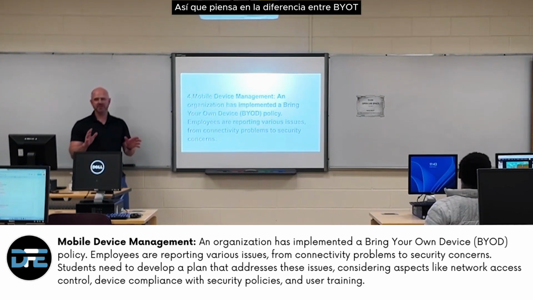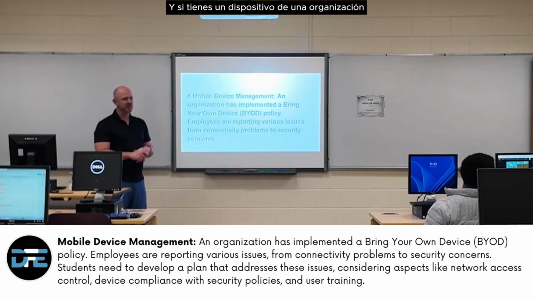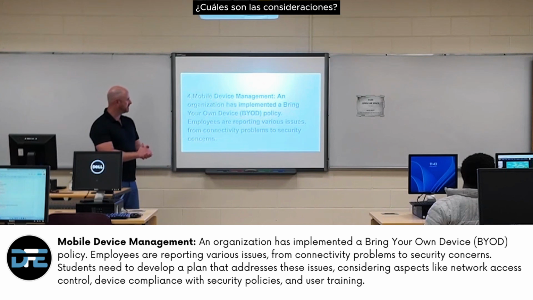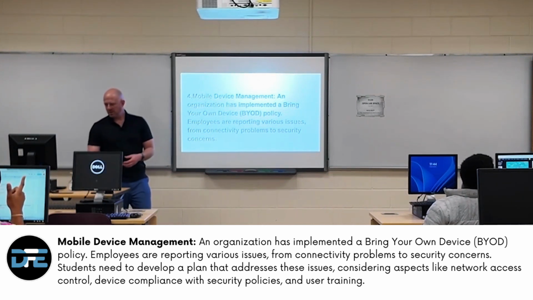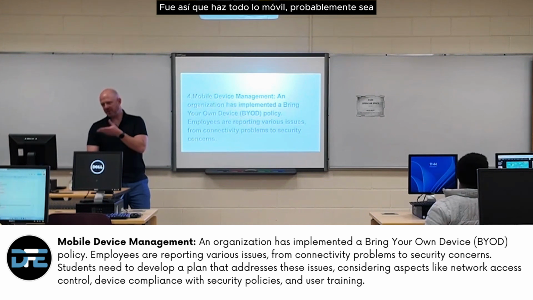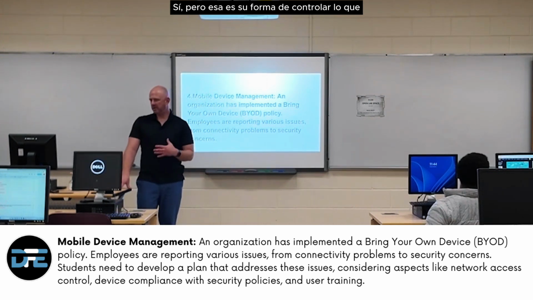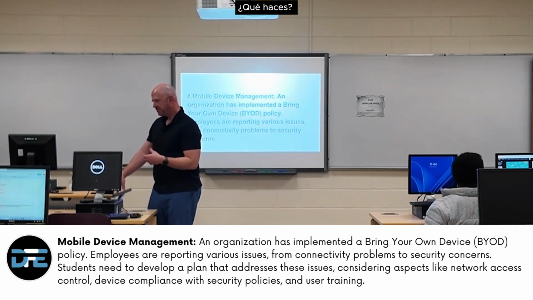So think about the difference between BYOD and a device provided by an organization. If they provided you the device, what are the considerations? Duo Mobile, for example, is probably a service that manages your access to the network. That's their way of controlling and seeing where you go and what you do.